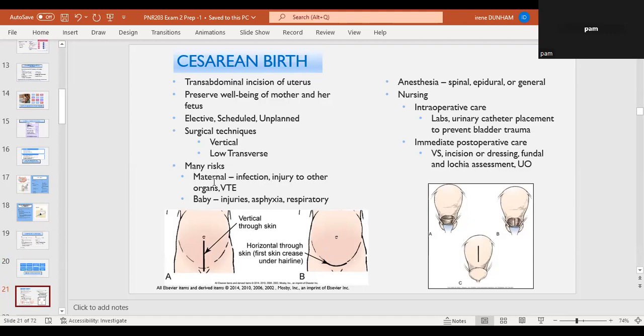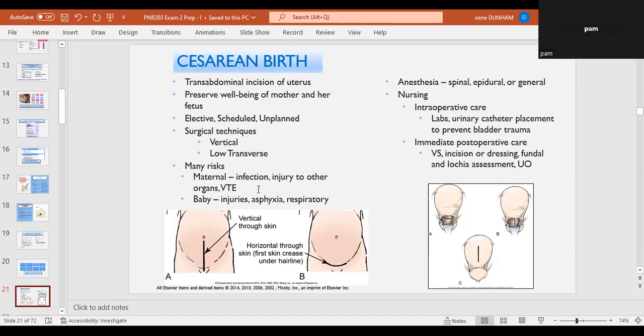C-sections are major surgery. I've had patients say, oh, she just had a C-section. That's major surgery. Any surgery is major. Any surgery, mom can get infected. You can have injury to other organs, such as the bladder. You can nick that bladder, and then she's got problems there. They have to actually bring in a urologist and sew it up.